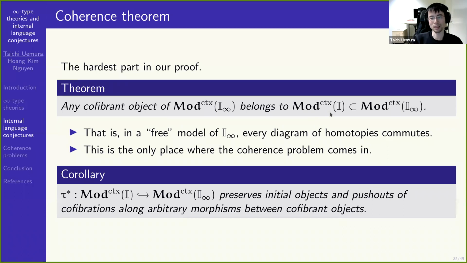Because a model of I is just a model of I infinity which is set-valued, or zero-truncated, models of I should have only trivial homotopies. So this theorem asserts that in any free model of I infinity, all the homotopies are trivial. As I said, this is the only place where the coherence problem comes in. And if we prove this theorem, it is straightforward to see that the inclusion preserves some colimits, namely initial objects and pushouts of cofibrations.